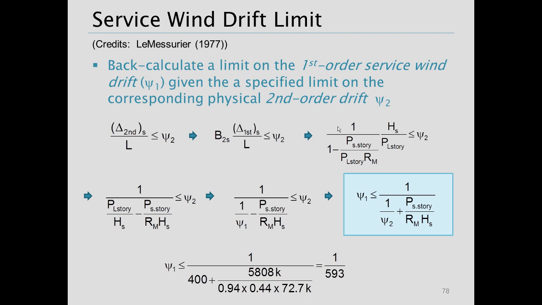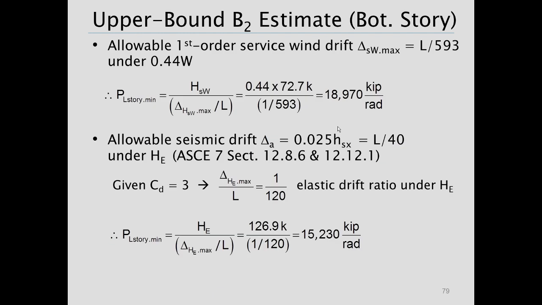And so 1 over psi 2 is 400. We'll plug in all the other values that I've given you here to this. And so what we've got out of this calculation is that to keep the second order drift below 1 in 400, I need to keep my first order drift on my moment frames below 1 in 593. All right, let's use that.